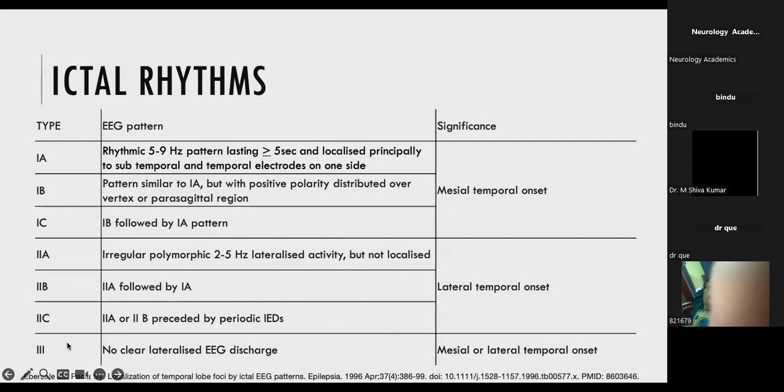And the type 3 Ebersole rhythm has no clear lateralized EEG discharge, or else there may be no discharge and no ictal rhythm seen. This can be seen in both mesial and lateral temporal onset. This type 3 rhythm may be due to ictal onset in the hippocampus, which is deeper, so we can't see it on scalp EEG, or it can be bilateral due to rapid spread to the opposite side.